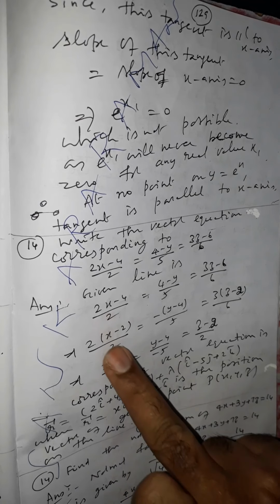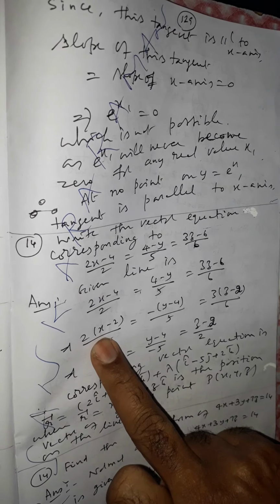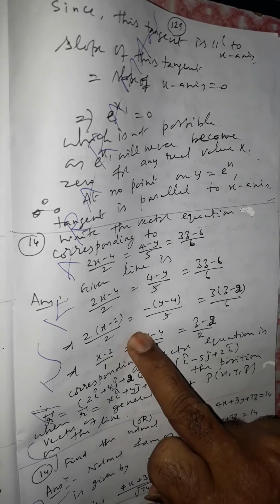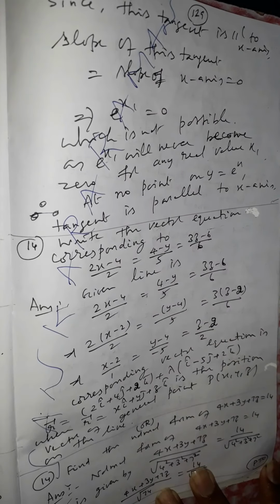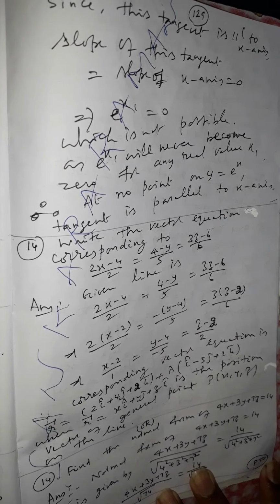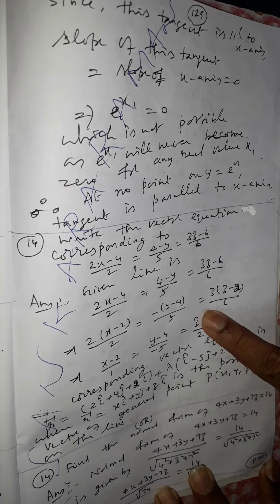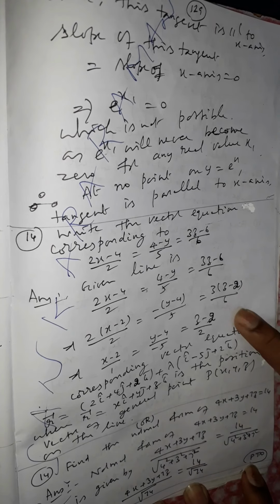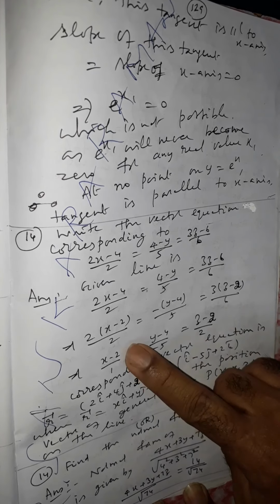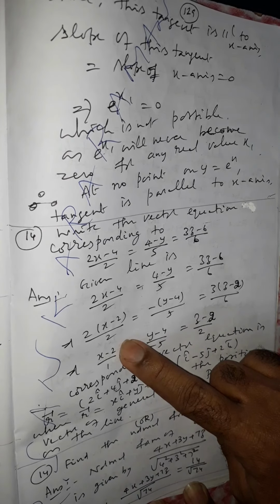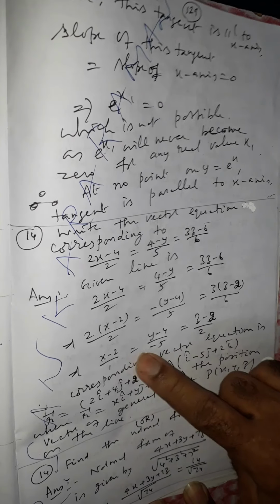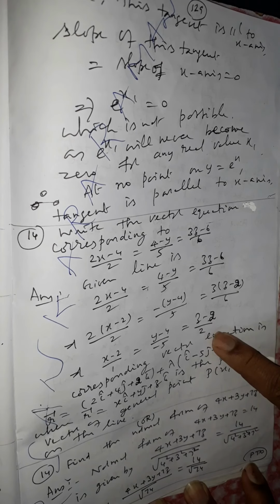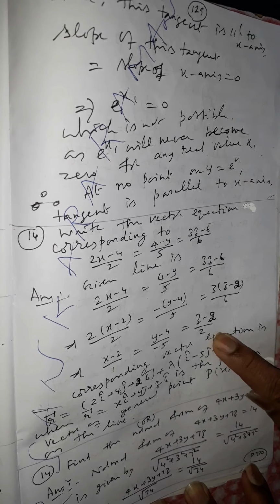Therefore, take 2 as common from the first term, 2 into (x minus 2) by 2 is equal to, take minus as common for the second one, minus of (y minus 4) divided by 5 is equal to, take 3 as common from the third one, 3 into (z minus 2) by 6. Therefore, I end up with (x minus 2) divided by 1 is equal to (y minus 4) divided by minus 5 is equal to (z minus 2) divided by 2. I brought it to the standard format.